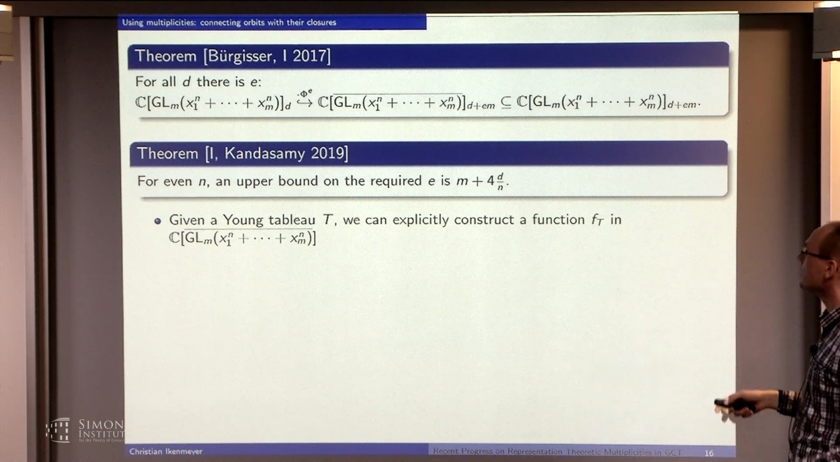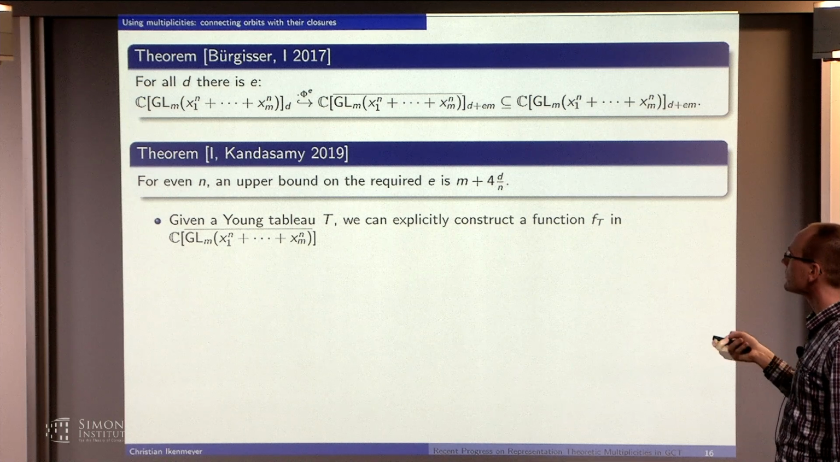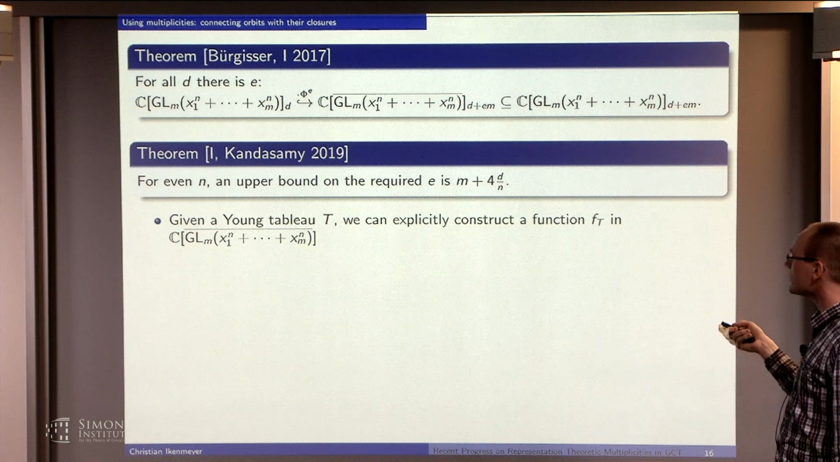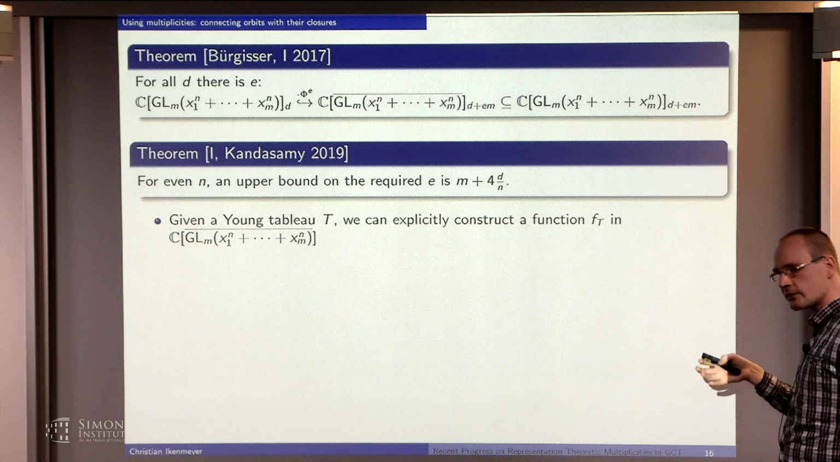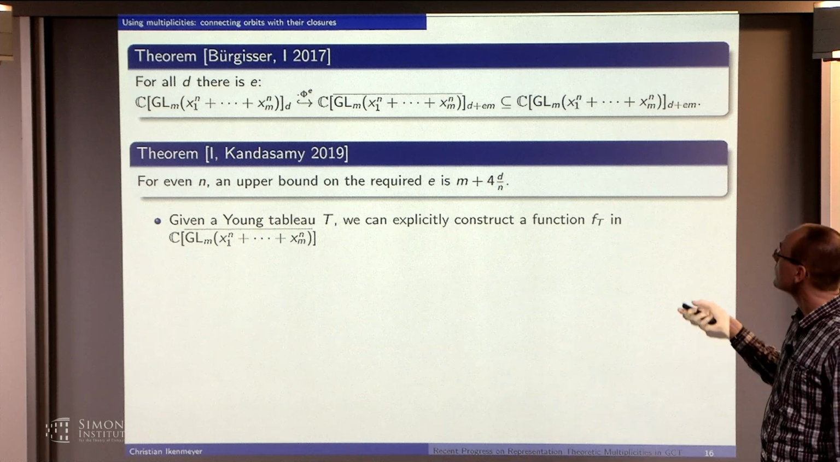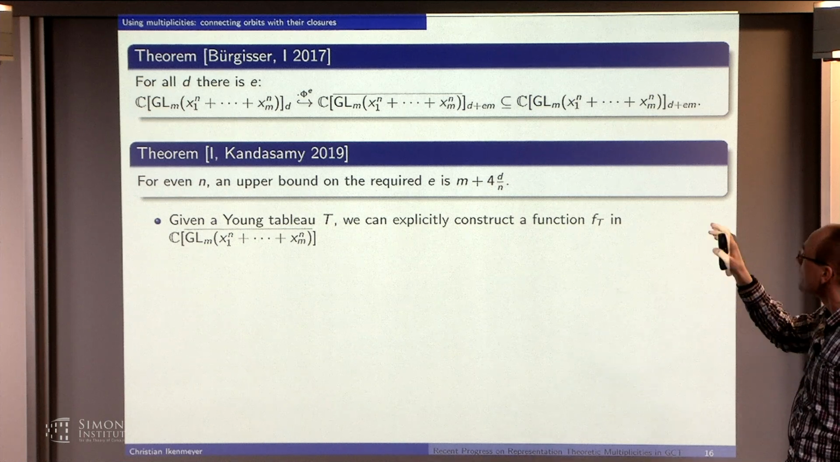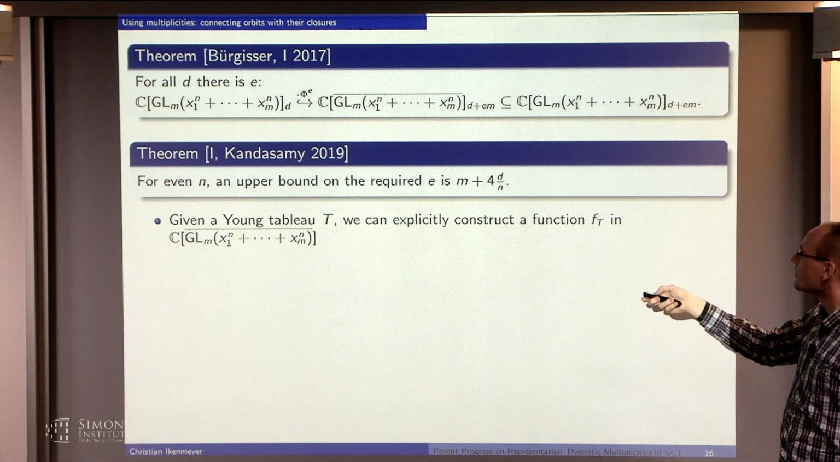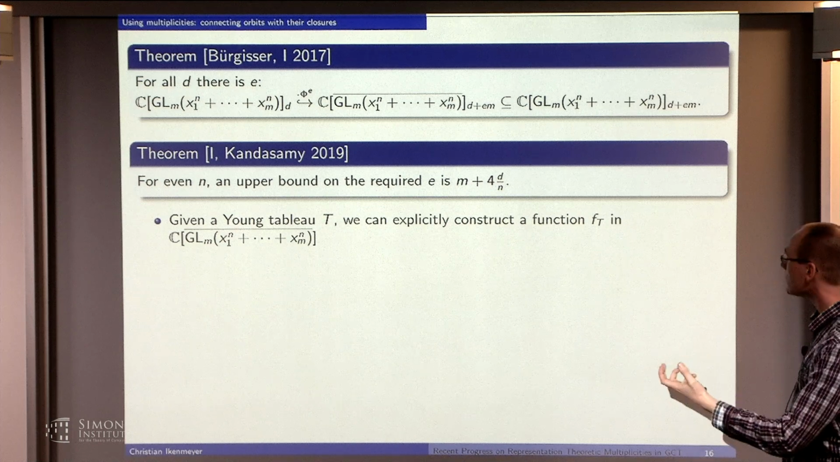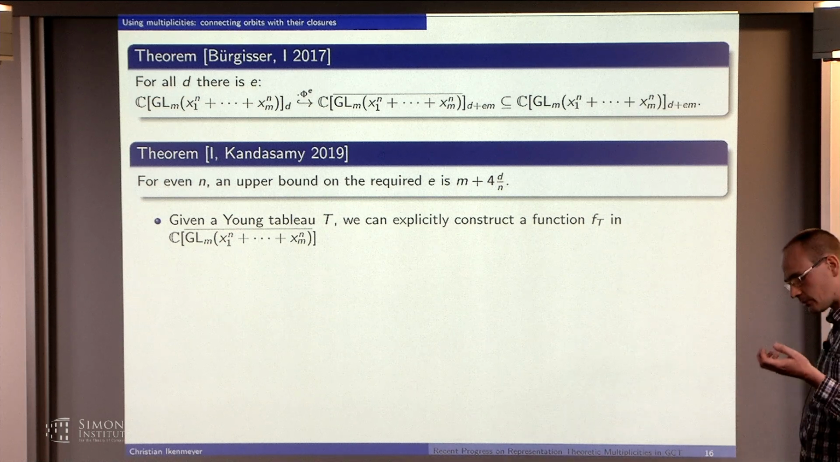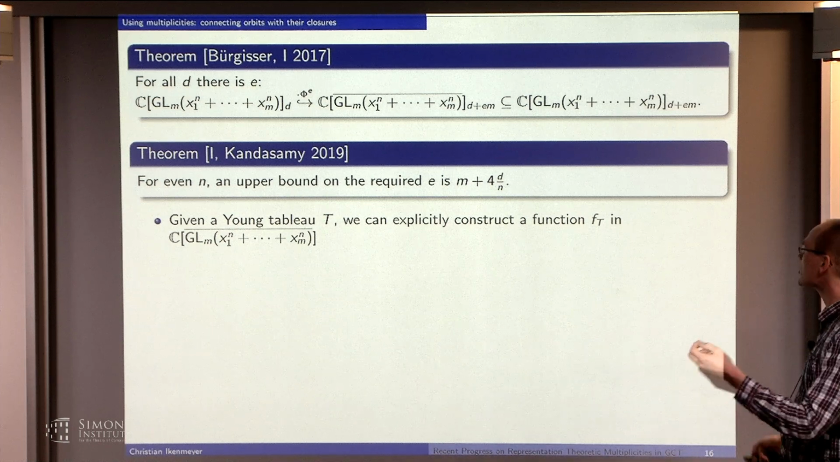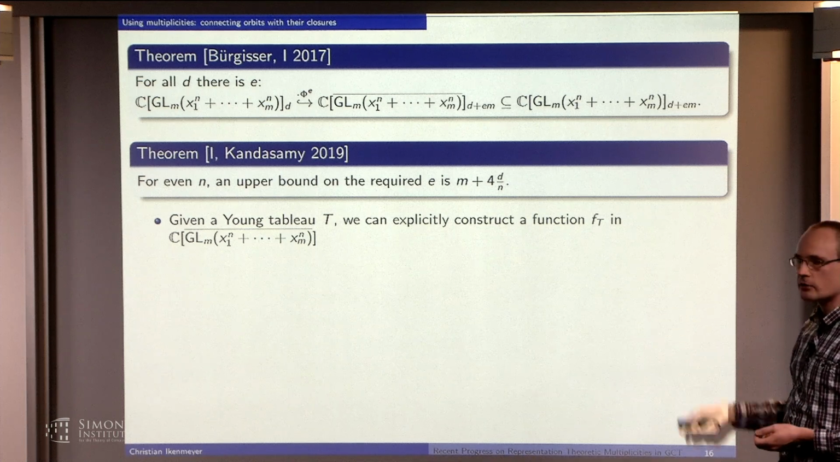Okay, so how would we go and prove such a thing? We actually have construction principles that give us elements in these coordinate rings, in this one or on that one, and they work with Young tableaus. You start with a Young tableau, and there's a procedure coming from representation theory that constructs a function in this coordinate ring.